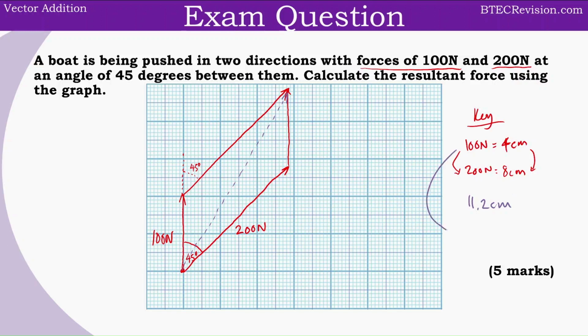Now, using our key, we know 1 centimeter is equal to 25 newtons. So to get to 11.2, we'd multiply 11.2 with 25, and that would give us a value of 280 newtons. So this value of this resultant vector is equal to 280 newtons. And that's our final answer.